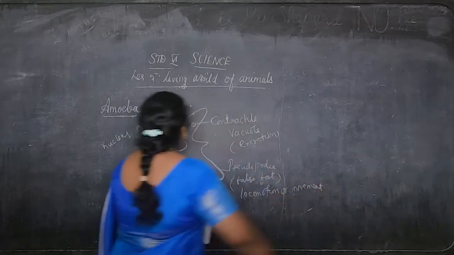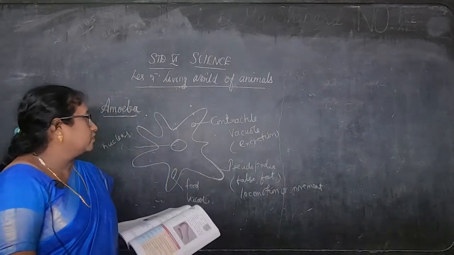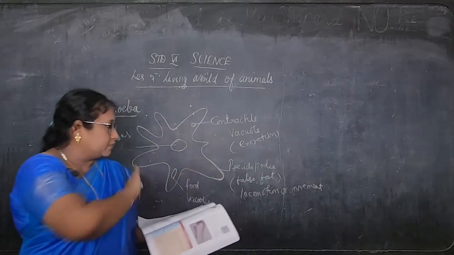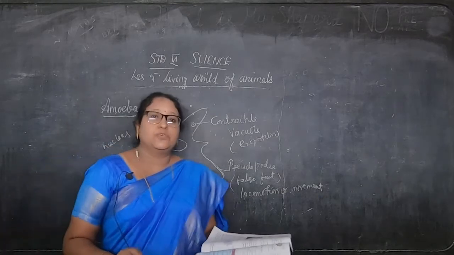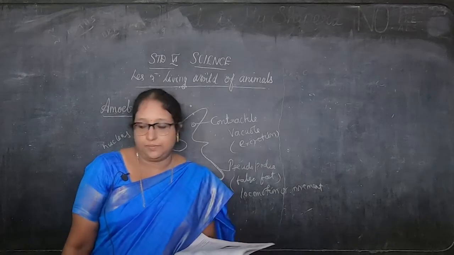So this is about amoeba. So amoeba, what did I say? It swallows food from the water and is digested in the food vacuole, and the contractile vacuole helps in the excretion, and it has finger-like projections called the pseudopodia, otherwise called false feet, and helps in the movement or locomotion. So this is about amoeba. Now next we are going to see the paramecium.